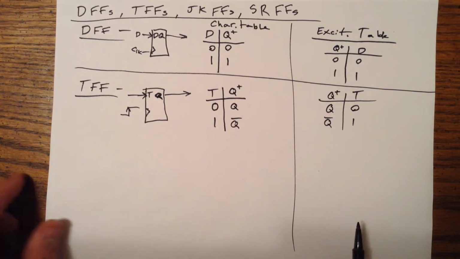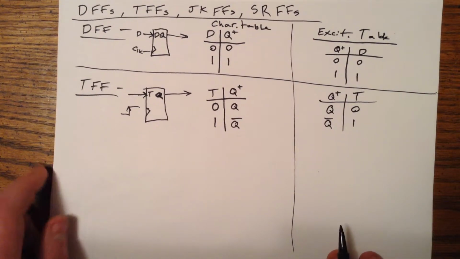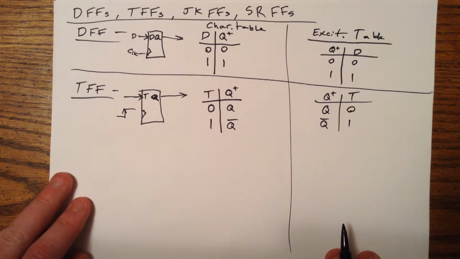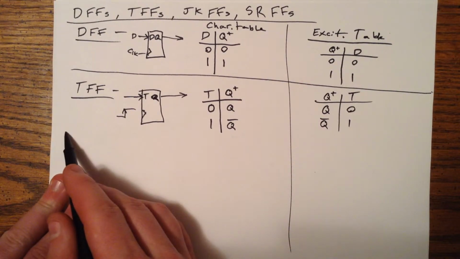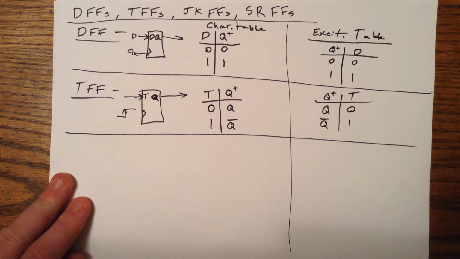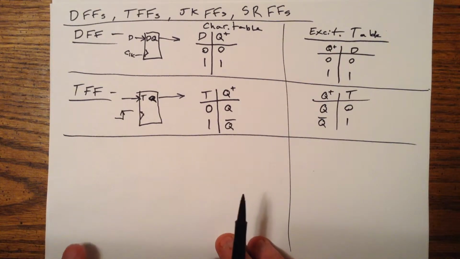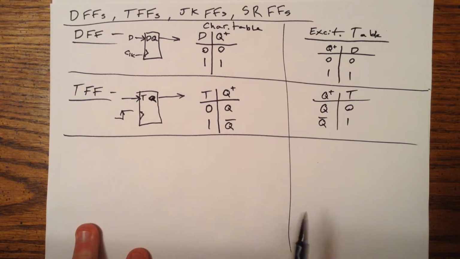So this one is still pretty simple, right? I mean, it may take a little bit of thinking, but just think of the T flip-flop as the toggle flip-flop. So let's go ahead and move on to our next one, the JK.